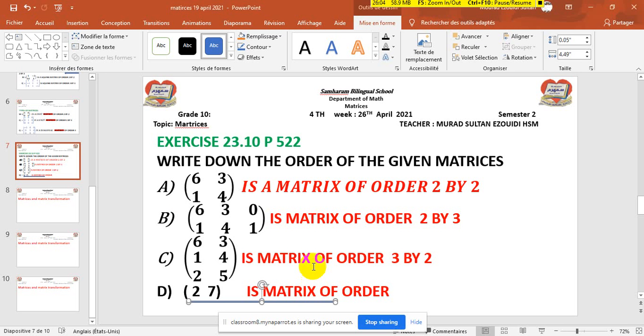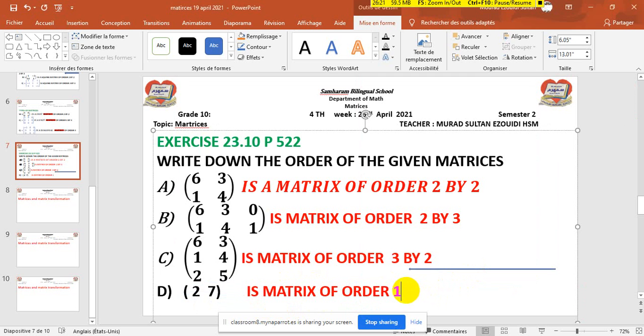Yes. Okay. So here we told that this one is a matrix of order how many rows? Only one. How many columns? Two. So good girl. So just write 1 by 2. Clear? Please write this as fast as you can.